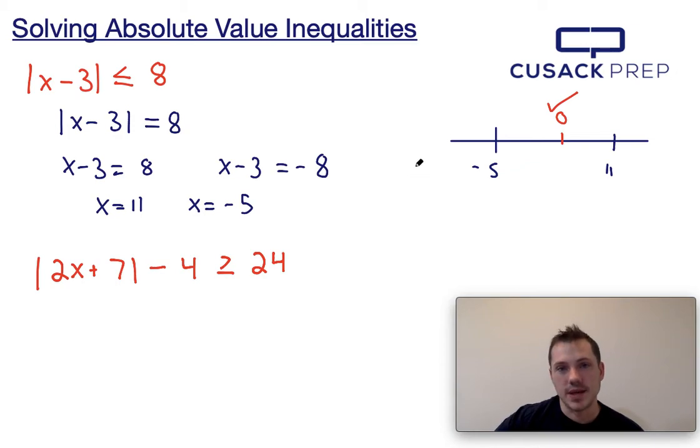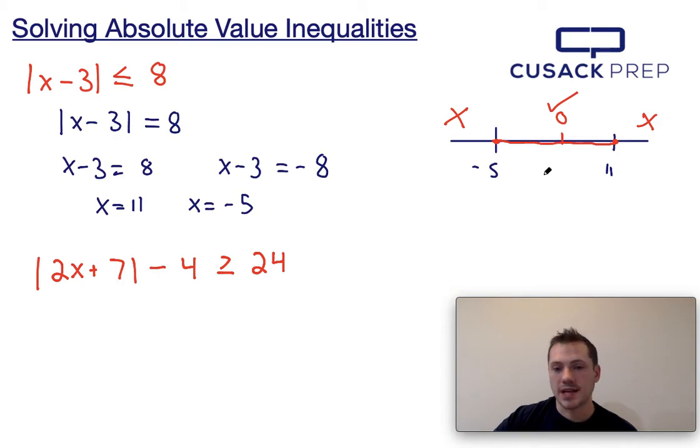Negative 10 minus 3, well, that's negative 13. The absolute value of negative 13 is 13. That's not less than or equal to 8, so it does not hold true in this region. Greater than 11, let's plug in 15. 15 minus 3 is 12, the absolute value of which is 12. And that's not less than or equal to 8, so it doesn't hold true in that region. So what we can see is it's the region between negative 5 and 11 where this inequality holds true.